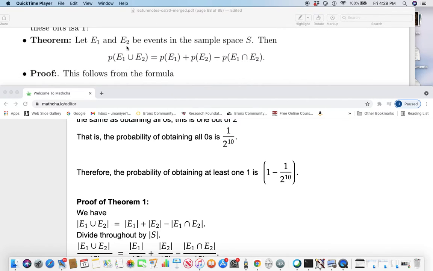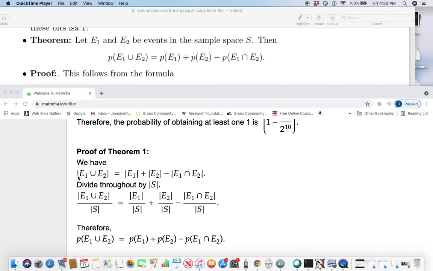Here is an important theorem. Let E1, E2 be events in the sample space S. Then the probability of E1 union E2 is the probability of E1 plus the probability of E2 minus the probability of E1 intersection E2.